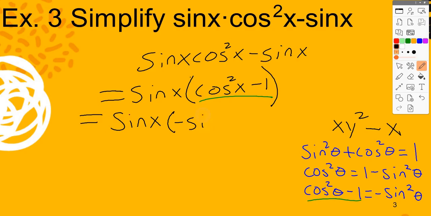A negative sine squared, instead of theta but x. And now we can combine these, because if I'm multiplying two things, think about it: if I had x times x squared, what do I get? X cubed, which is the same thing here. If I have sine times sine squared, I'm going to get sine to the third.